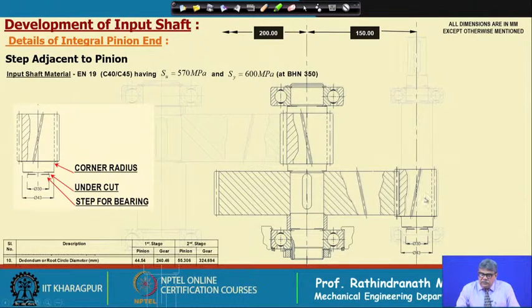Now, the root diameter of the pinion is given as 44.54. So, we have taken the shaft dimension just adjacent to that, slightly less than it. It may be even 44, but we have taken perhaps around 43. Here, as you see, a corner radius has been provided, and after that we have reduced this diameter to 30.